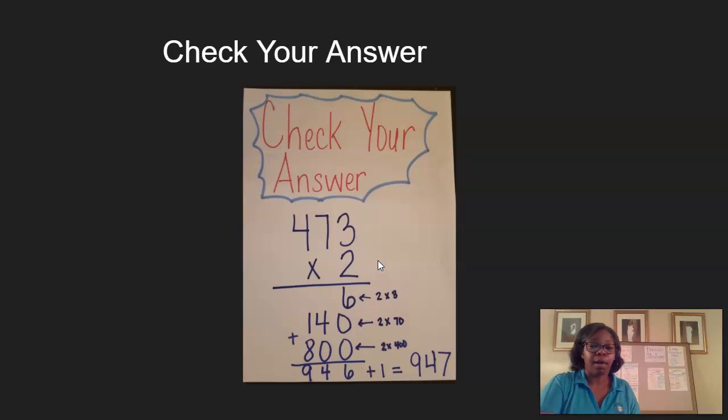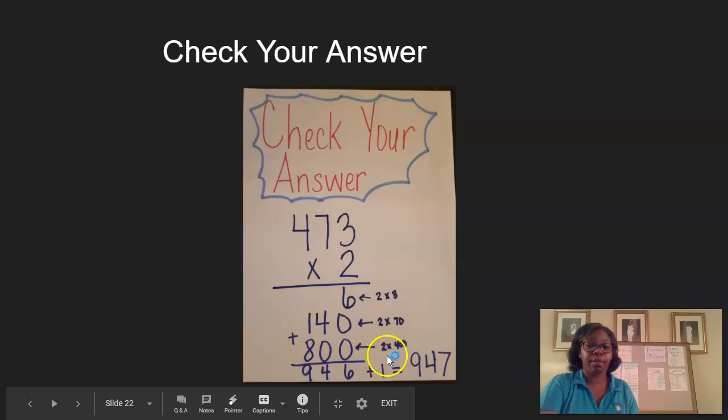All right, so 2 times 3 is 6. 2 times 70, it's not 7, that's 70 because it's in the tens place, is 140, and 2 times 400 is 800. And when we add all those up, we get 946. Now, remember our dividend was 947. We will get 947 when we add our remainder right here to the 946. We get the dividend that we first started with. So we can see that our answer was in fact correct.